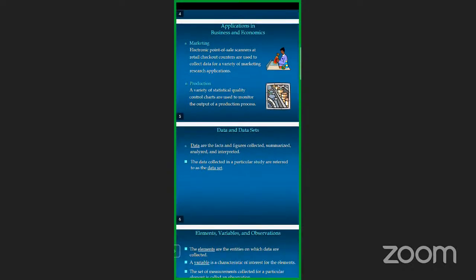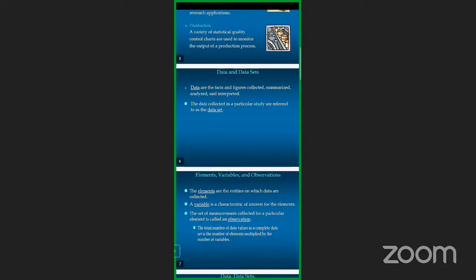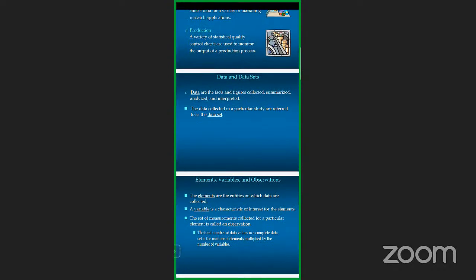So those statistical techniques we are going to learn in the form of quantitative techniques. For that purpose, we need to know what are elements, what are variables, and what are observations. So the elements are the entities on which the data are collected.